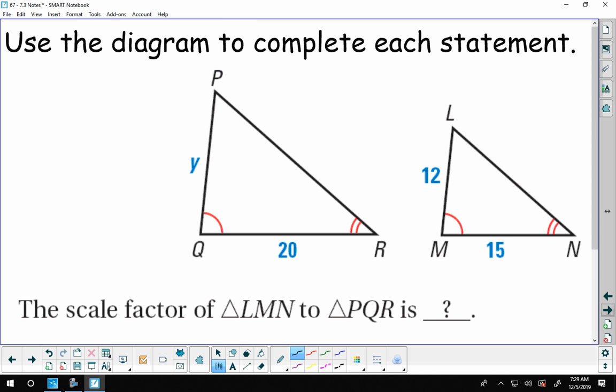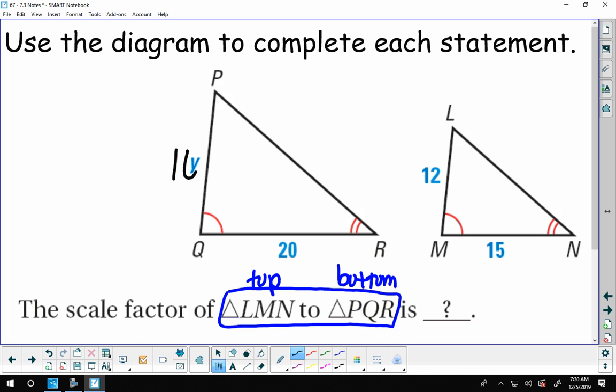Use the diagram to complete each statement. The scale factor of triangle LMN to triangle PQR is what? So this is an indicator of which one we need to put on top, right? This has to go on top. This measurement has to go on bottom. So let's see. You can pick any two sides that you know. We did find what Y is. I suggest not using Y though, just in case we made a mistake. Use two side lengths that they give you just to be sure.